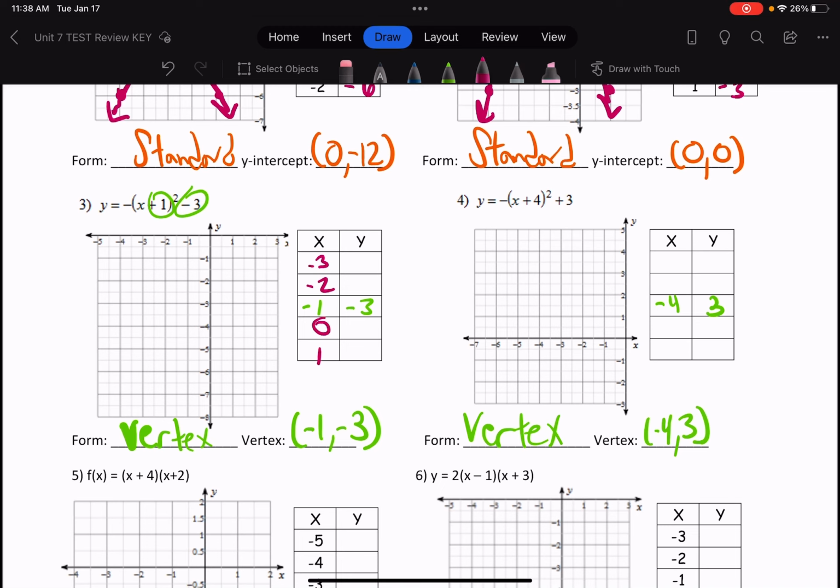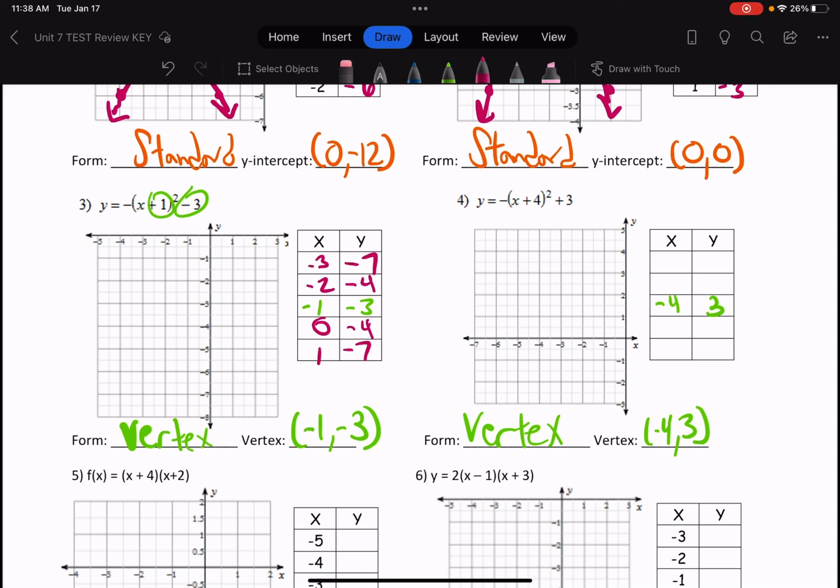So when x is negative 3, y is negative 7. When x is negative 2, y is negative 4. When x is 0, y is negative 4. And when x is 1, y is negative 7. And in the calculator as well, my x value of negative 1 gives me a y value of negative 3.